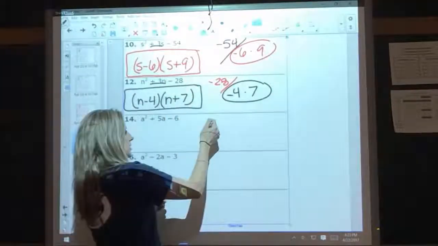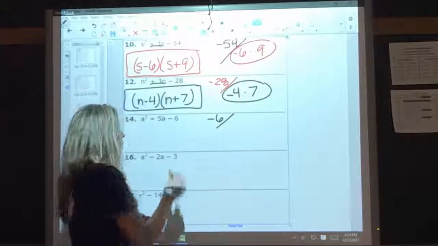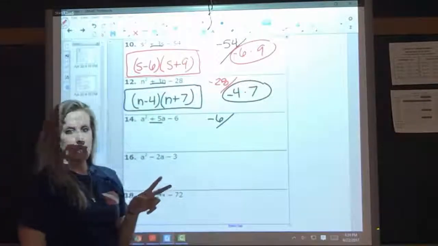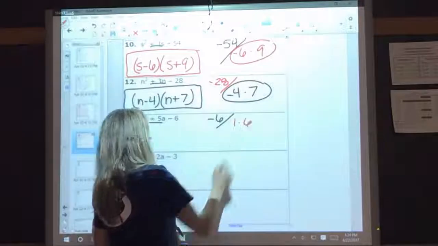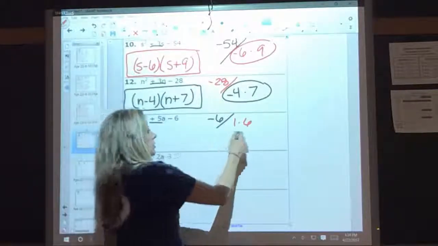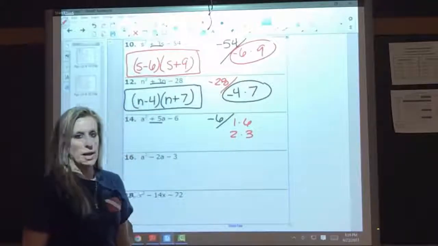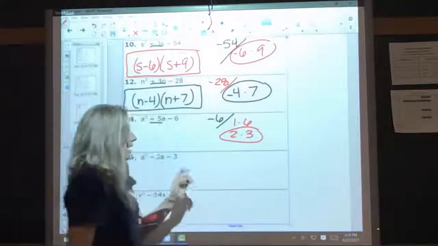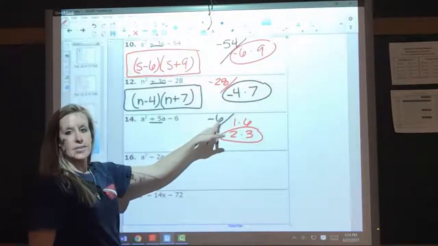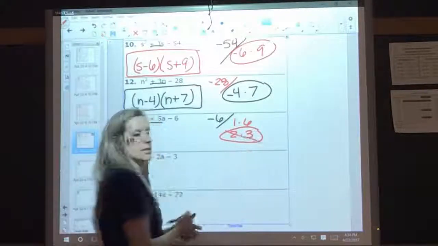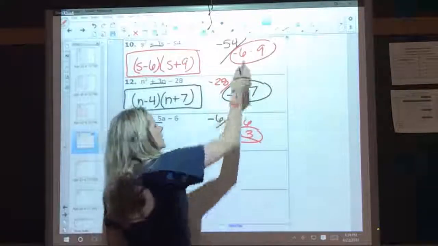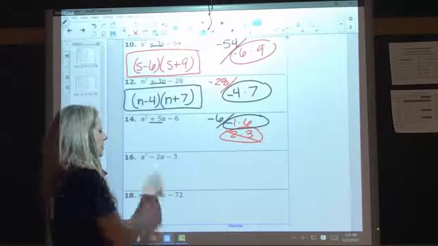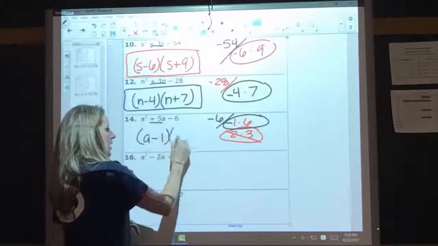Okay, 14, factors of negative 6. Now we need 2 that'll add or subtract to give you 5, right? There's 2 factors that'll do that. 1 and 6, you could get 5 from that. 2 and 3, you could also get a 5 from that. So let's say you pick 2 plus 3, that gives you 5, right? Now, if you multiply those, do you get a negative 6? And you don't, you get a positive 6. So it can't be 2 and 3. It's going to have to be 6 minus 1 to give you a positive 5. Okay, so you should have gotten a minus 1 and a plus 6.